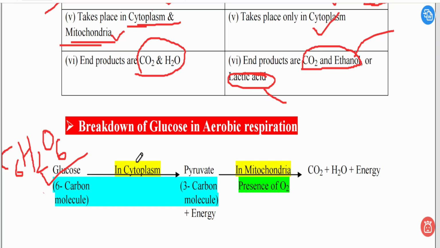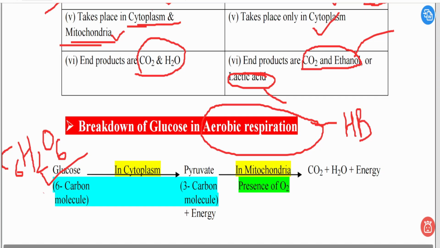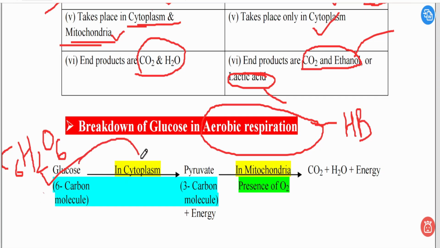So in the cytoplasm, what happens? When we talk about aerobic respiration, that means all those organisms that do aerobic respiration, and you can also include human beings here. So let us talk about us. When we take in glucose, in the cytoplasm this glucose will be broken down into pyruvate, and pyruvate is a 3-carbon molecule, along with some energy being released.